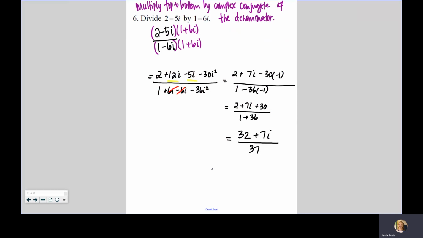All right, now we need to write it in the form a plus bi. So we just need to separate this into 2 pieces. 32 over 37 plus 7 over 37i. And that's it.